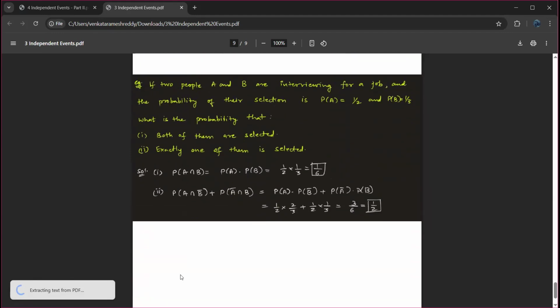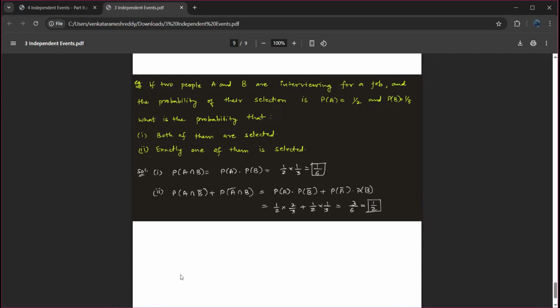See another example. Suppose there are two people, A and B, interviewing for a job, and the probability of their selection is P of A equal to 1/2. It means the probability of selecting the first person is 1/2, and the probability of selecting the other person is 1/3. What is the probability that both of them are selected? It means P of A intersection B.